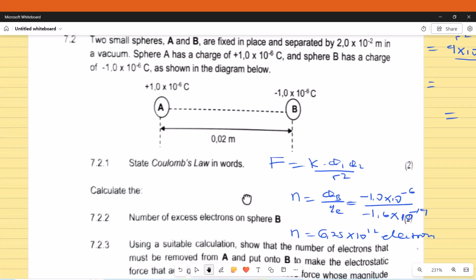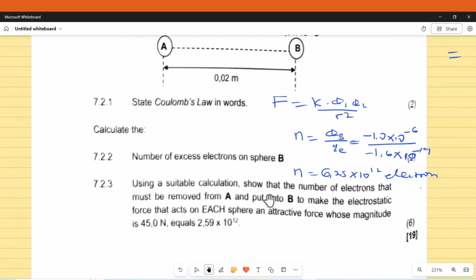They say here that using a suitable calculation, show that the number of electrons that must be removed from A and put onto B to make the electrostatic force that acts on each sphere an attractive force whose magnitude is 45 newtons equals 2.59 × 10^12 electrons. I repeat, using a suitable calculation, show that the number of electrons that must be removed from A and put onto B to make the electrostatic force that acts on each sphere an attractive force whose magnitude is 45 newtons must be equal to 2.59 × 10^12 electrons. Okay, let us check this out.